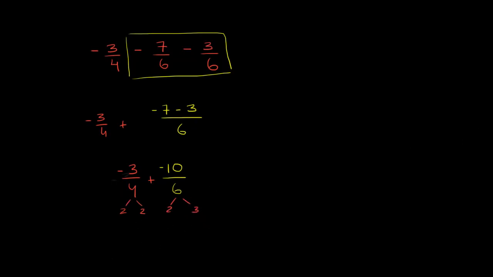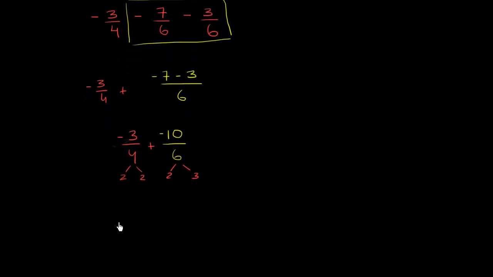So let's rewrite this as something over 12 plus something over 12. Well, to get your denominator from 4 to 12, you have to multiply by 3. So let's multiply our numerator by 3 as well. If you multiply negative 3 times 3, you're going to have negative 9. And to get your denominator from 6 to 12, you have to multiply by 2. So let's multiply our numerator by 2 as well so that we don't change the value of the fraction. So that's going to be negative 20.